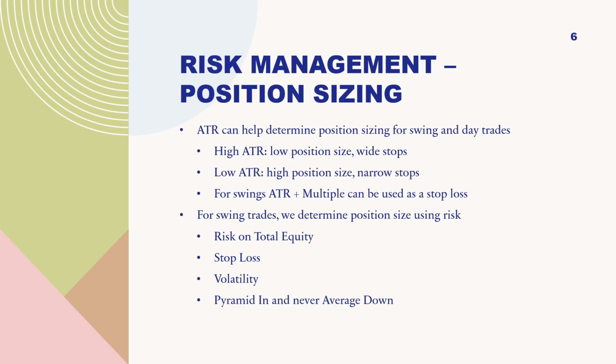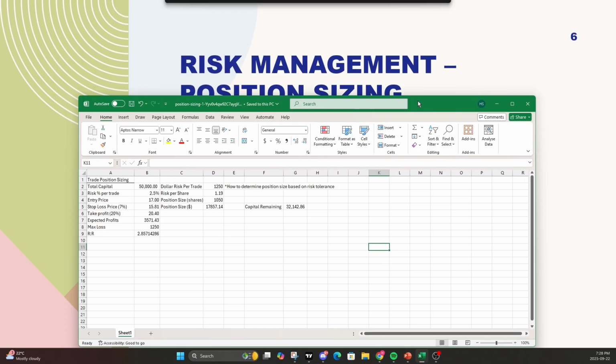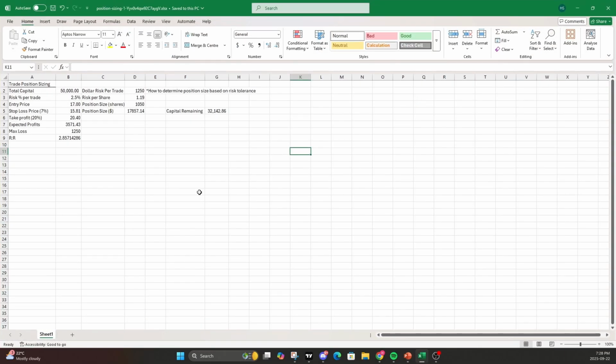So I'll share with you guys pretty much, I'll post this Excel file in the group as well, but this is pretty much how I determine my position size, right? So it's all based off this formula. In the top left, I put my total capital. So for example, I put 50,000 here, and then I'll take my risk percentage per trade, right? This is risk of total equity.